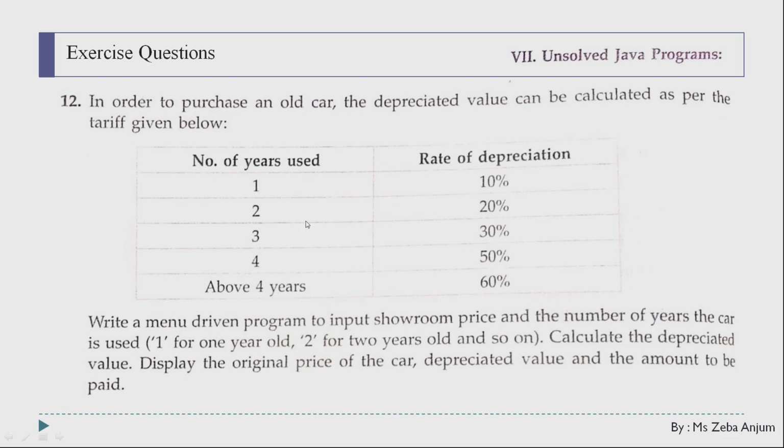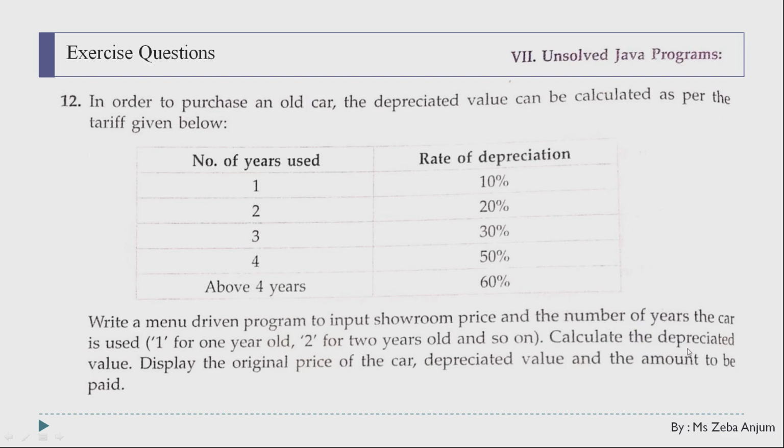Okay, so in total we are going to have 5 cases. Now write a menu driven program, so you have to include a switch case to input showroom price and the number of years the car is used, that is 1 for 1 year, 2 for second year, and so on. You have to take as input the showroom price, that is the actual price of your car, and the number of years your car has been used.